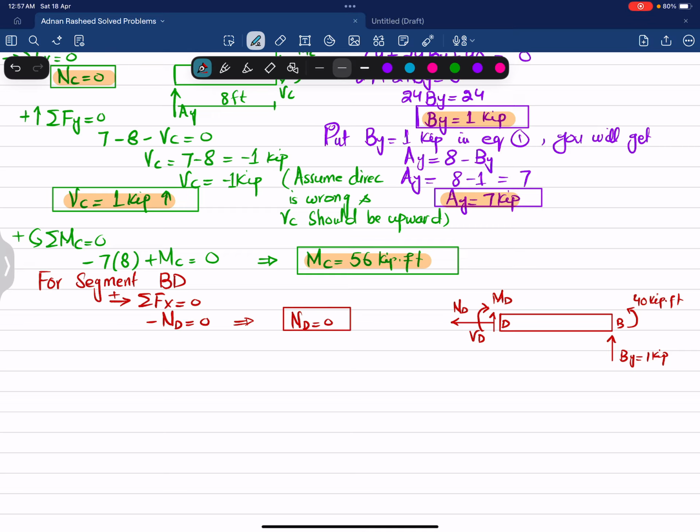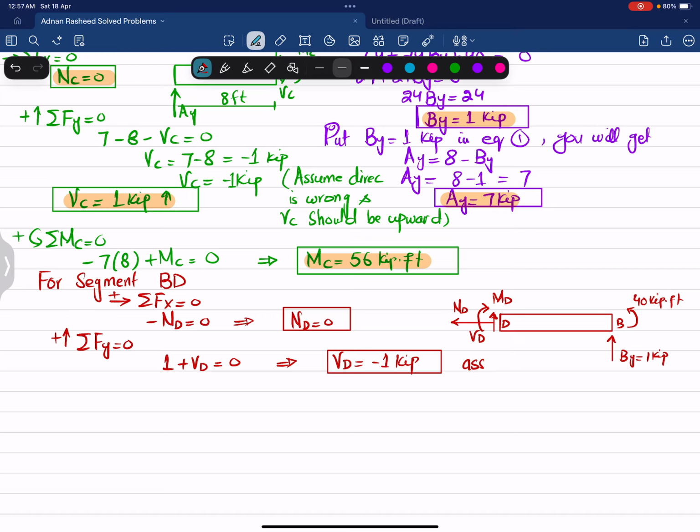The second, we will find this sum of all forces along y direction must be equal to 0 and force toward upward is taken as positive. So By, which is acting upward, is 1, and this Vd is also acting upward. Both are positive, so it means that Vd is equal to minus 1 kip. So minus means that our assumed direction of Vd which we have taken upward is wrong.